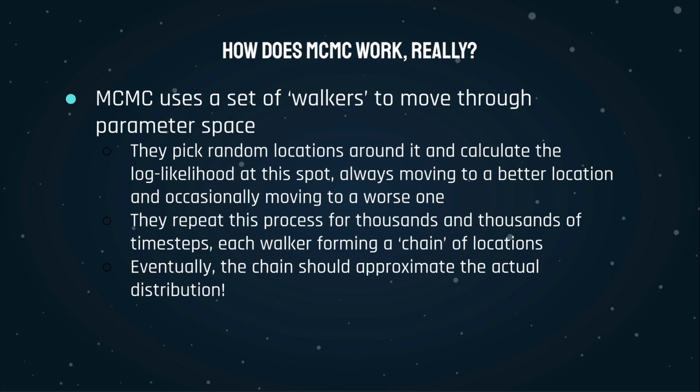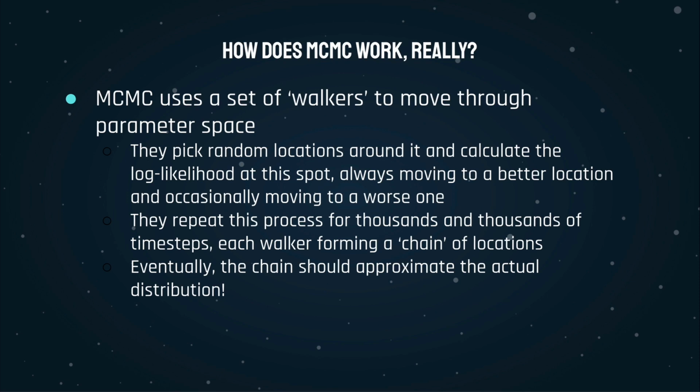If the log likelihood at the new spot that it finds is a better fit than its current location, the walker will always, without fail, move to that new spot. If the new spot is a worse fit, then it'll have a random chance of moving to the new location, depending on how much worse the fit is. So if the fit is only a tiny bit worse at the new location, there's still a good chance that the walker will move there. But if the fit is a lot worse, there's only a really, really small chance the walker will move there.